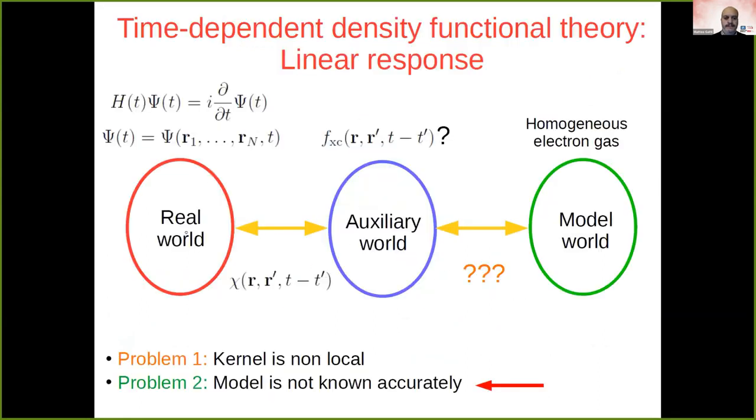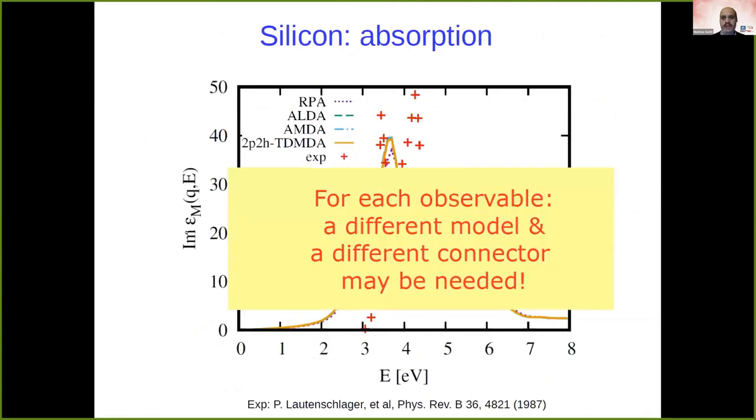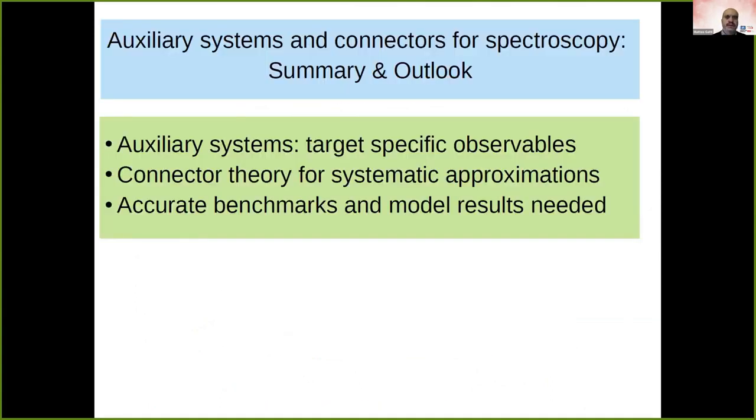I will conclude here. I will skip all the part about TDFT. If you are interested, we can discuss this. The summary is that I have introduced the concept of auxiliary systems that target specific quantities, specific observables. This has allowed me to see the different frameworks in the same way. I have briefly discussed the connector theory, which connects model and auxiliary systems and is useful to design systematic approximations. The last message I would like to make is that accurate benchmarks and also accurate results for models are needed.